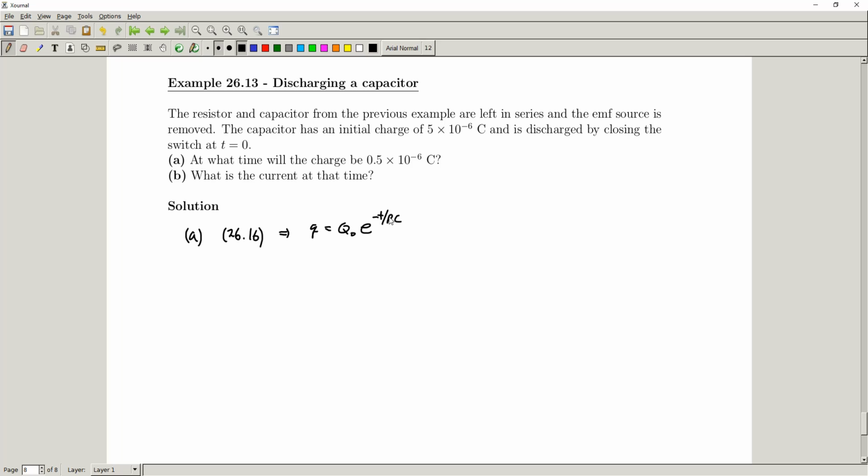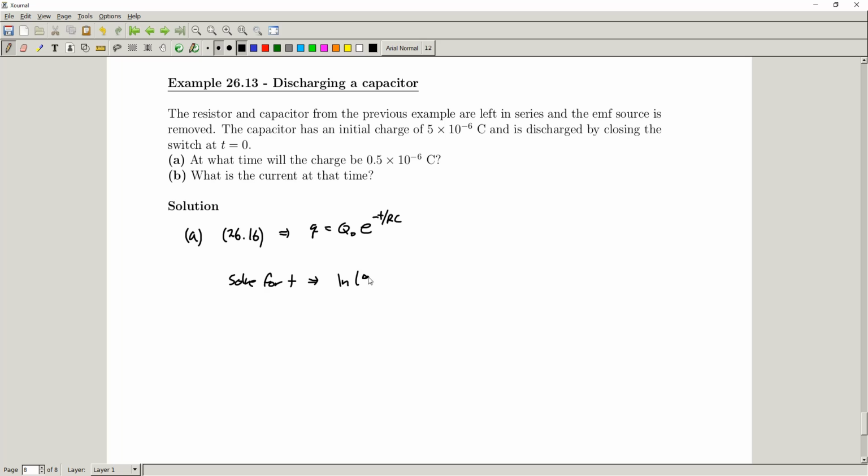We want to solve this for t. We want to know what the time will be when the charge reaches this amount, so we need to liberate this t from in here. To do that, we're going to take the natural log of both sides of this. Maybe I'll do a few steps here.